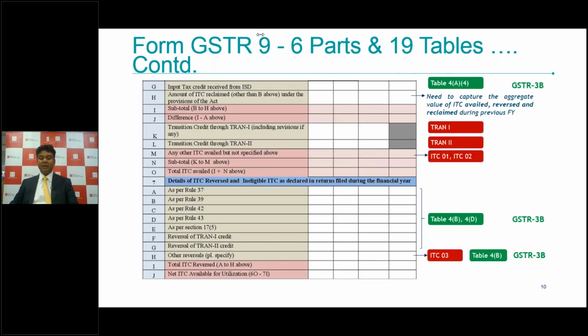Then as per rule 39, which talks about ISD credit, which is not going to get distributed, so you reverse that as well, because whatever that you distribute, it goes out of your pocket. But if you're not going to distribute, you have to write it off.